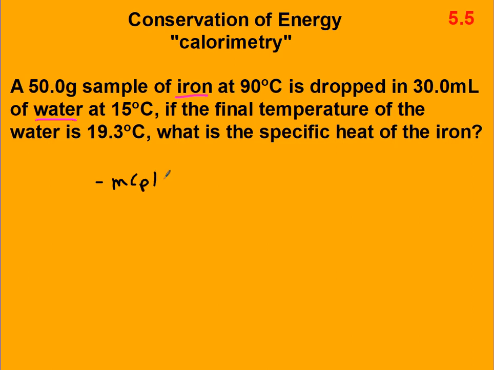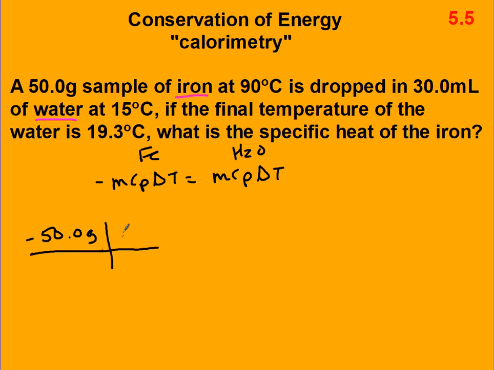So negative MC delta T is equal to MCP delta T. This is my iron and this is my water. My iron has a mass of 50. I'm looking for the iron CP. And my delta T is final minus initial. My final is always of both substances, even though it says it's just of water. That's the temperature I'm measuring is the water, but they have to be the same temp. And then my water is 30 mils, but I know that 1 gram equals 1 milliliter because that's the density of water.